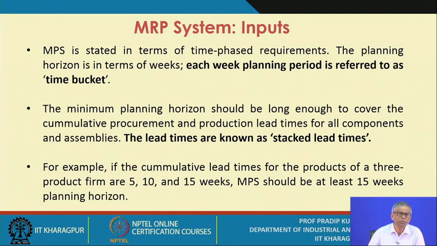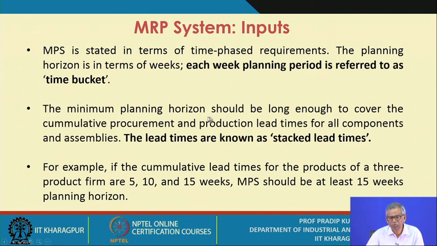That means suppose your total planning horizon is 15 weeks. That means for each week, what is your requirement? This must be known. Is it okay? And this data you use or determine from your forecasted data. The planning horizon is in terms of weeks usually. Each week planning period is referred to as the time bucket. So you have become familiar with this particular term called time bucket.